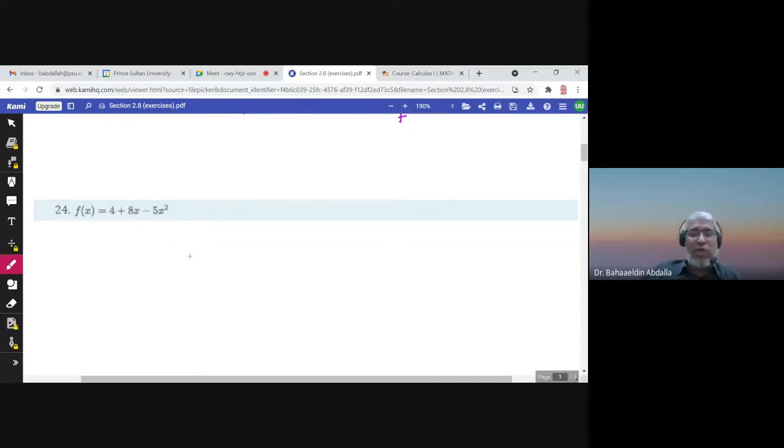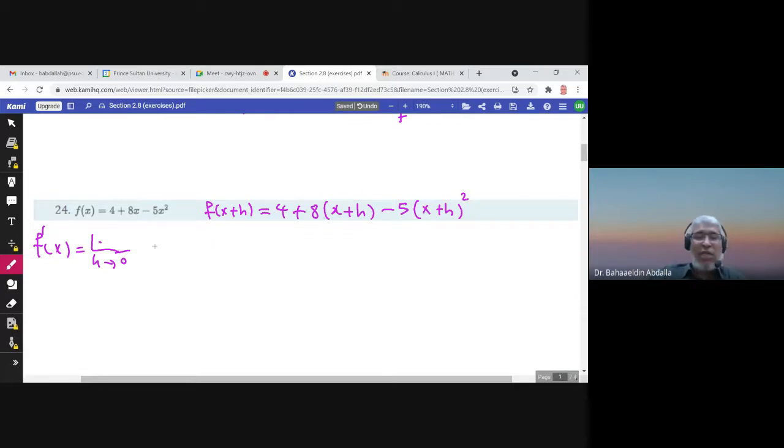Same question, but with another function. So f of x plus h here would be 4, there is no x, plus 8 times x, any x, I replace it by x plus h, minus 5 times, I have x squared, so I replace x by x plus h. Now f prime of x would be the limit when h approaches 0 of f of x plus h, which is this one. Okay, I'll start to expand.